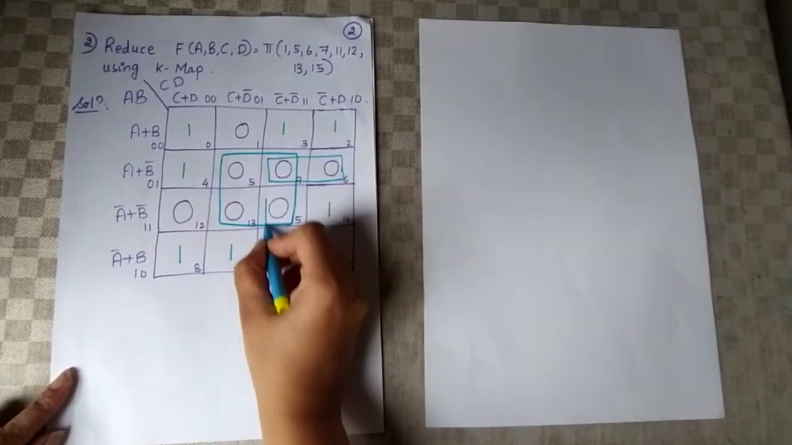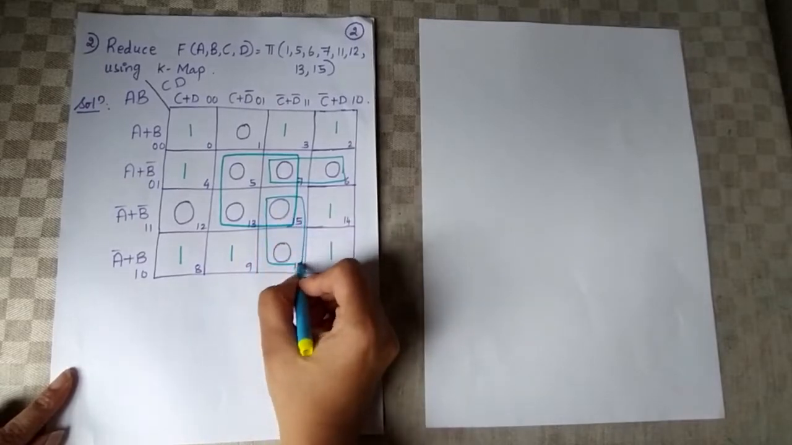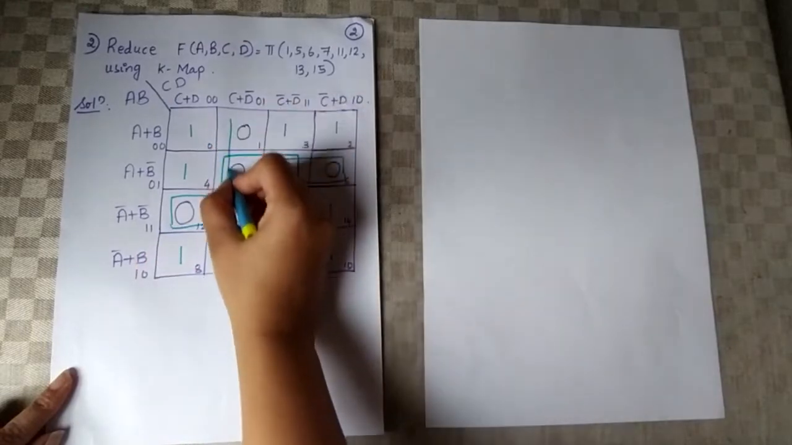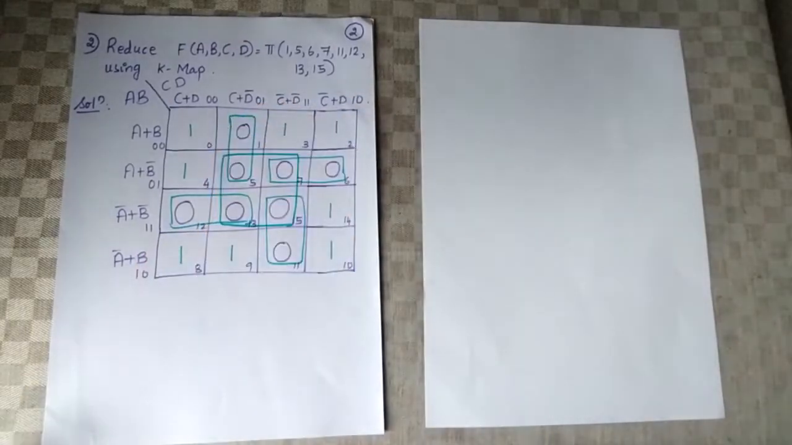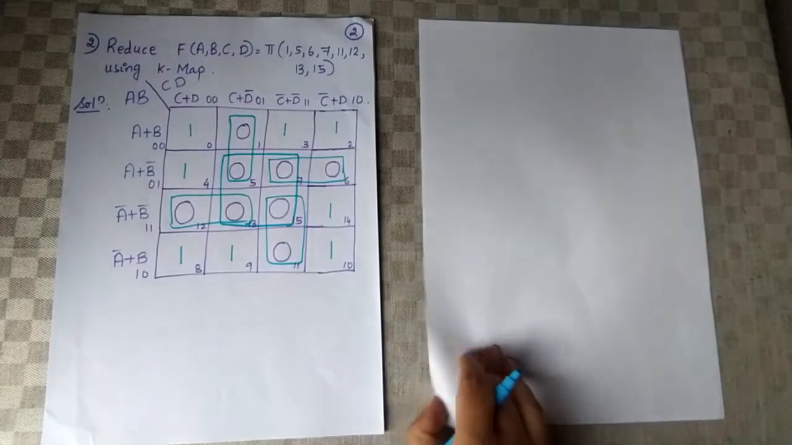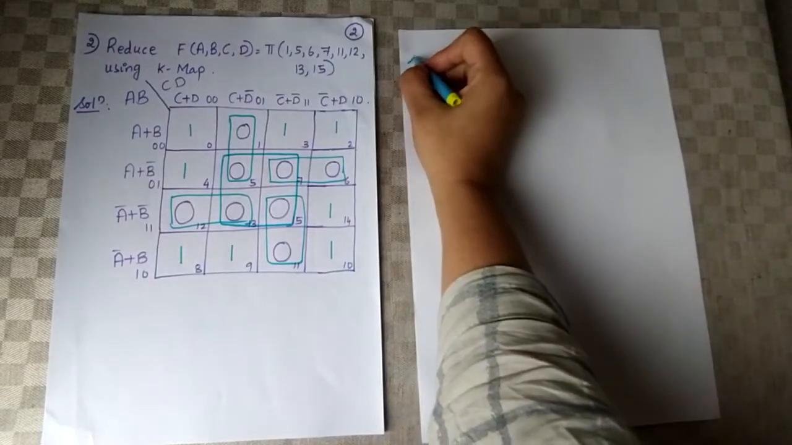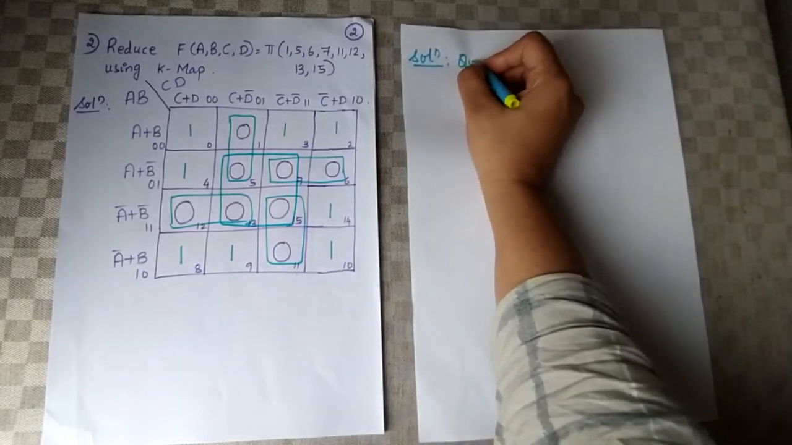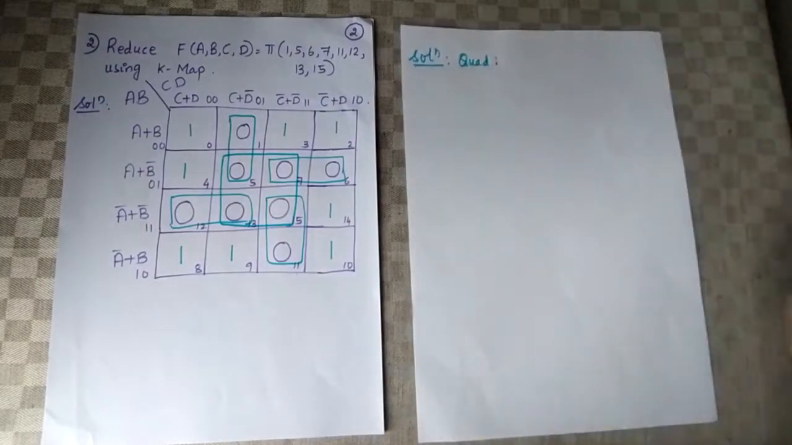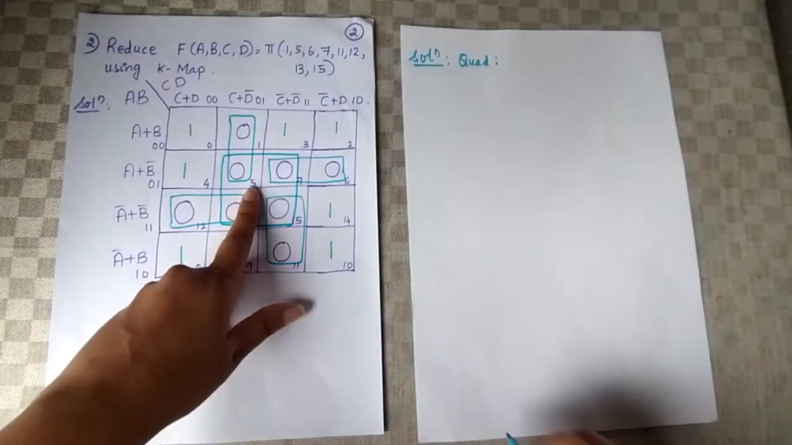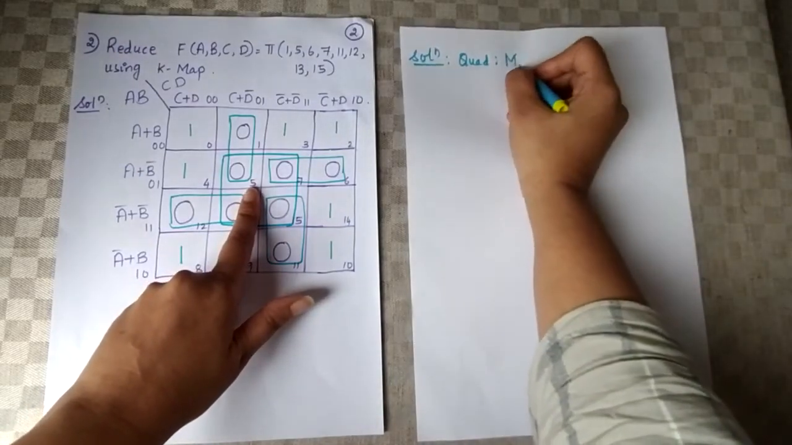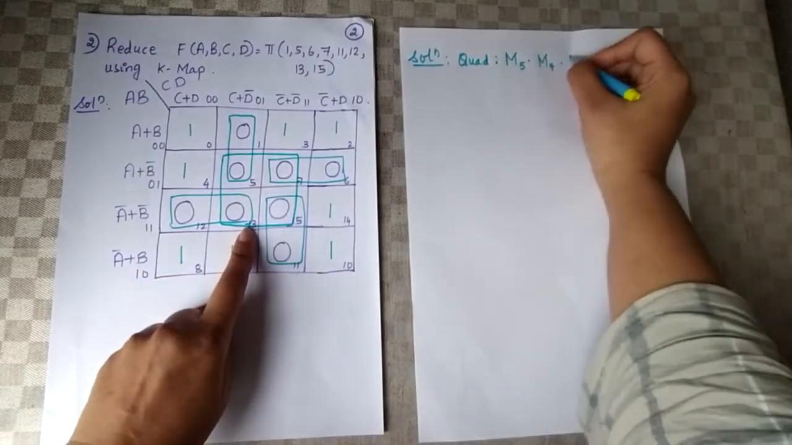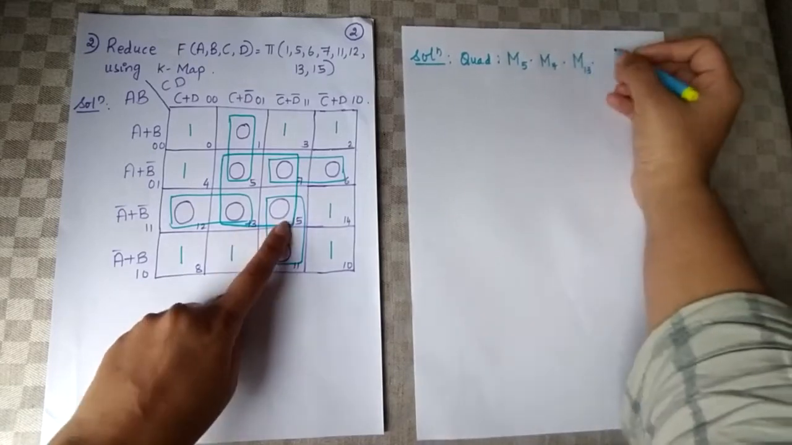This is 1, 2, 3 and this is 4. Okay. So now let us write the solution. First let us write the quad. Quad is associated with the cells M5, M7, M13, M15.